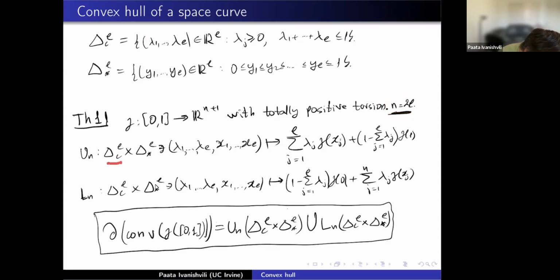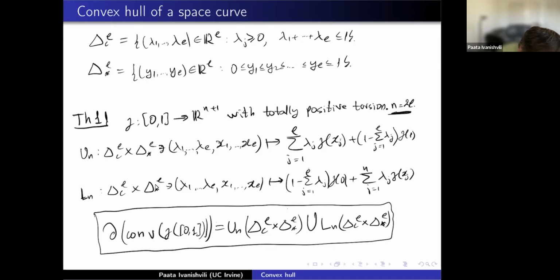You take Δ_L cross Δ*_L. So these are these two simplices. When L was 1, it was just [0,1] cross [0,1]. So you take a point from this cross product: you take lambdas from here, and then you take x's from there. And then you map it to the sum over j from 1 to L. So it's a convex combination of both: λ_j times γ(x_j) plus this difference times γ(1). It's a convex combination of endpoint γ(1) with L points of the curve, where L is n divided by 2.